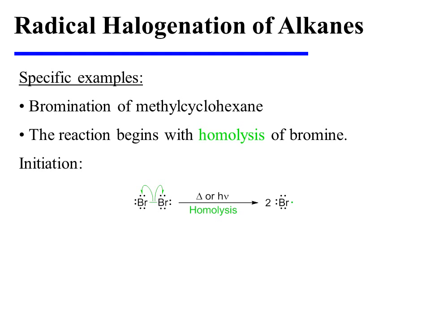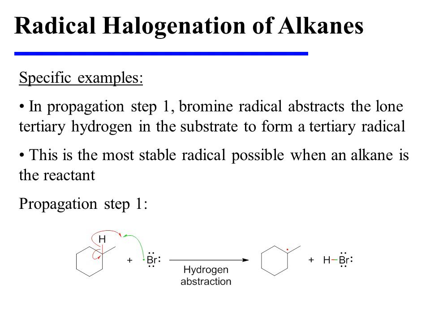In this specific example, we'll consider the bromination of methylcyclohexane. This reaction begins with the homolysis of bromine upon exposure to heat or light. In propagation step 1, the bromine radical abstracts a hydrogen from the only tertiary carbon in the molecule. This leads to the formation of only the most stable tertiary carbon-centered radical.